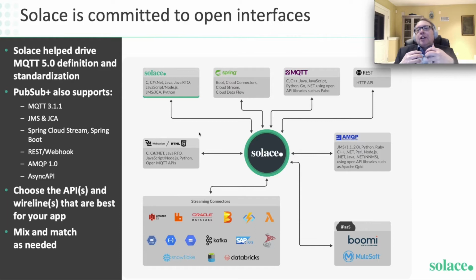So if you're building an IoT device, you might want to use MQTT 5. If you're building a back-end server application for that IoT application, you might choose to do that in Java with JMS or Spring Boot. And then if you're building a mobile app that connects into the whole solution, you might choose to do that in JavaScript. And the great thing about the PubSub Plus event broker is that you can bring all these technologies together and interoperate and exchange messages between all these different protocols and all these different interfaces.